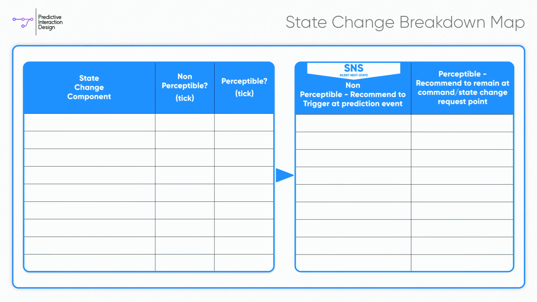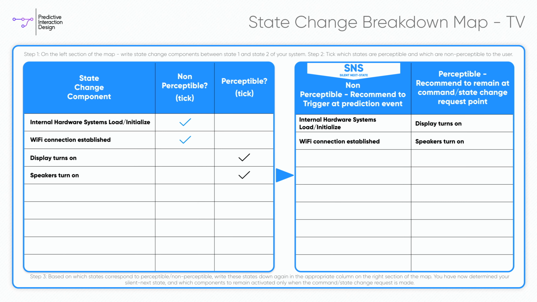Now here we've got something called the state change breakdown map. This is a tool that you can use to break down the low-level components or processes that run after an interaction in your system and define silent next state for your system. So we can fill this out given that first TV example. The way we use this is we look at the very left, the state change component column, and we write down all of the individual components or processes that run when an interaction is made. And then after we do that, we tick which ones are perceptible and which ones are non-perceptible.